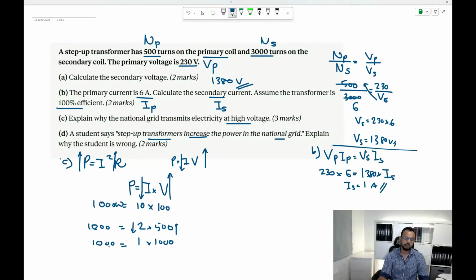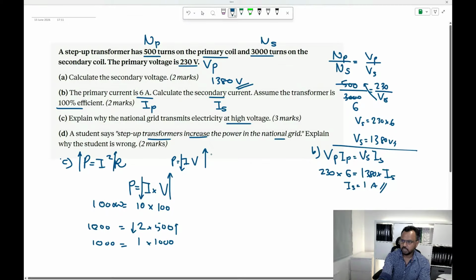It's always the same. So for the last part, this guy thinks the step-up transformers increase the power. No, it does not. The power does not change. It just increases the voltage, but when you do that, the current decreases. All good, everyone? Right. That one is done.